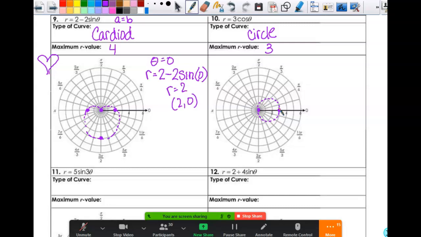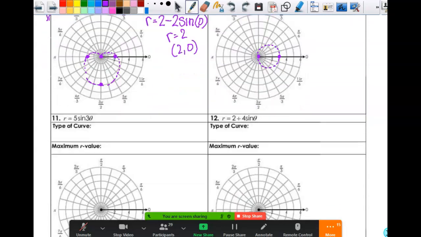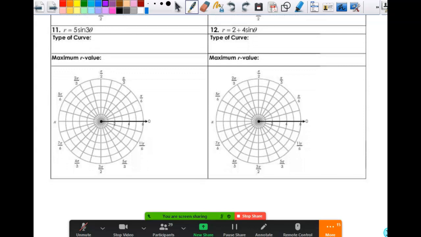Okay. What questions do we have? All right. Let's look at number 11. R equals 5 sine 3 theta. So what is this thing? It's a rose. Very good. How many petals do we have? 3. So this is a 3-petal rose. My maximum R value is that A right there, so it's 5.